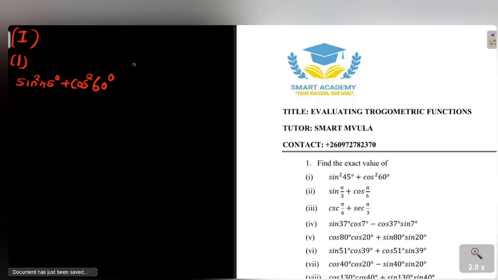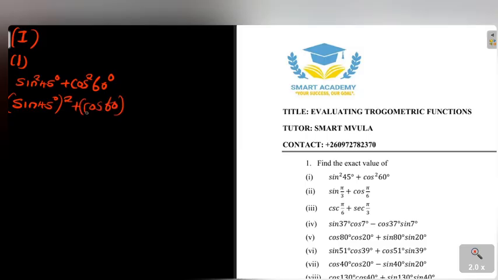For this one, sine squared 45 can be written as sine 45 degrees, then you square it like this. That can also be written as cos 60 degrees, then you square it like that.